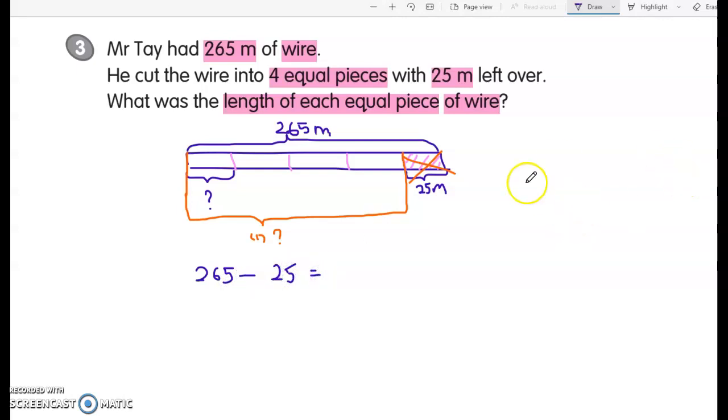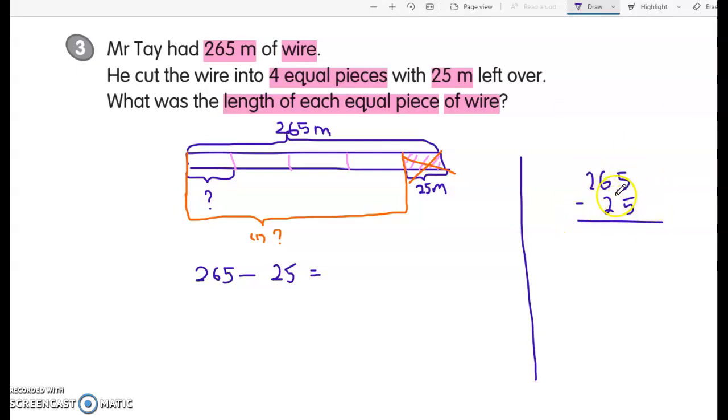Okay, so again, all workings neatly at the side. And if you are to draw this into your paper, make sure you use a ruler and draw them neatly. If you need a color pencil to indicate, okay, go ahead and do so as long as you are neat and tidy. Alright, so 265 minus away 25.